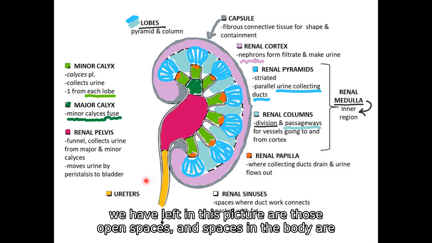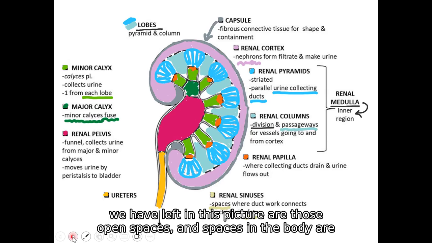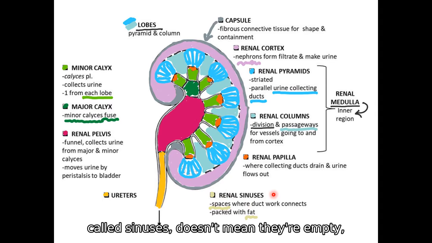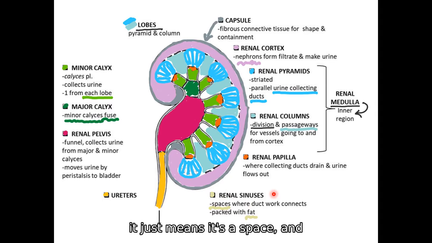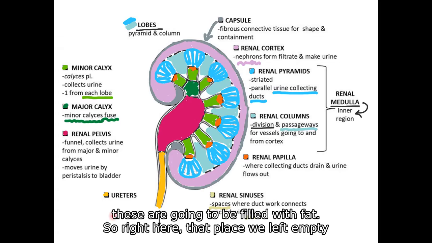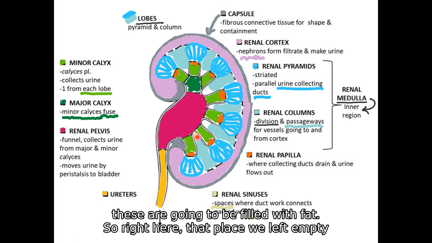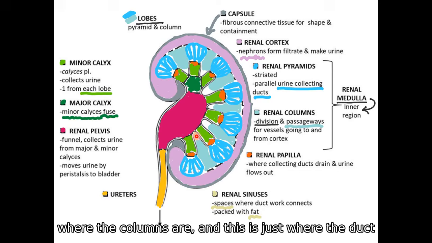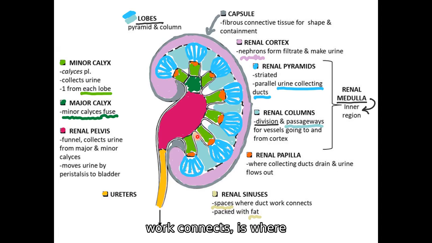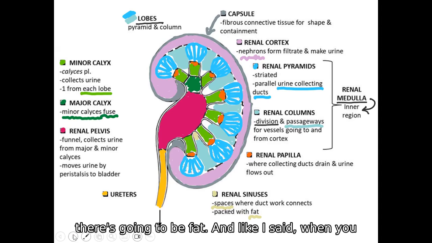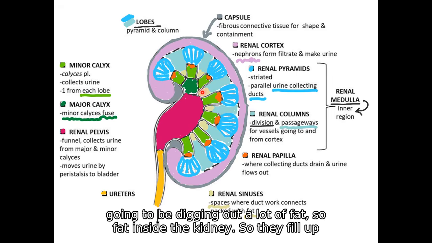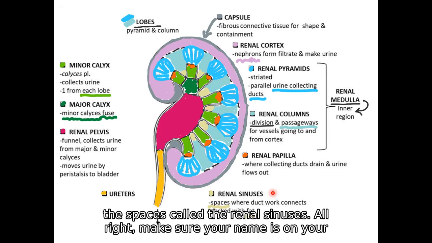And then the only thing we have left in this picture are those open spaces. And spaces in the body are called sinuses. Doesn't mean they're empty, it just means it's a space. And these are going to be filled with fat. So right here, that place we left empty where the columns are. And this is just where the ductwork connects, is where there's going to be fat. And like I said, when you dissect your kidney, you're going to be digging out a lot of fat. So fat inside the kidney fills up the spaces called the renal sinuses.